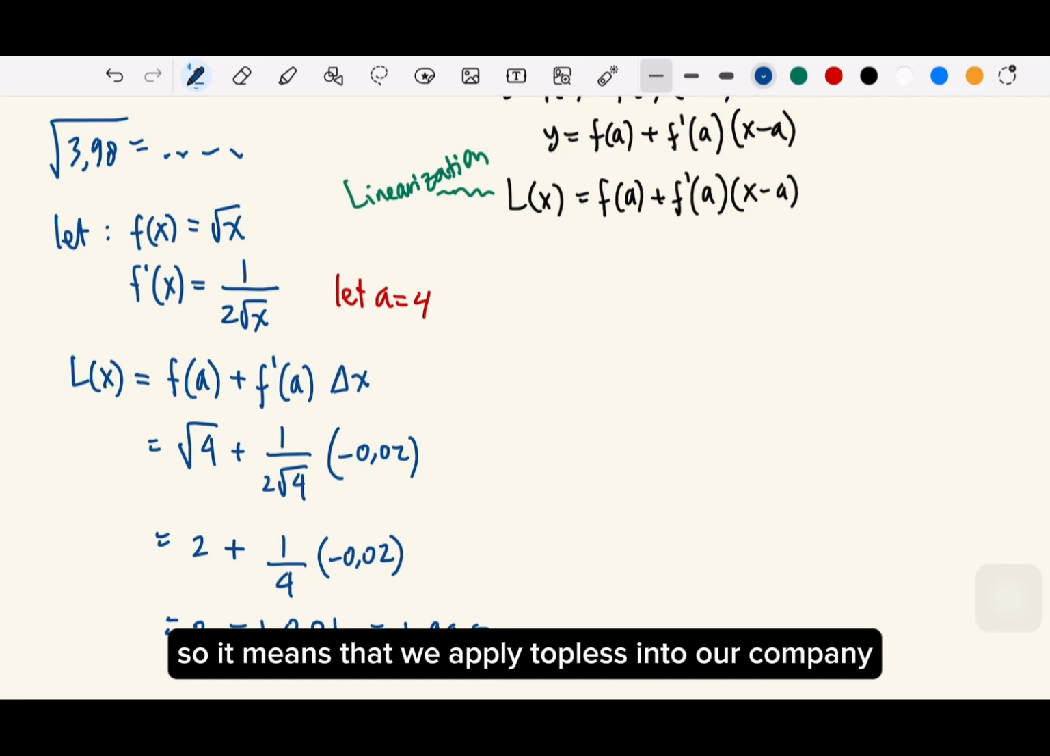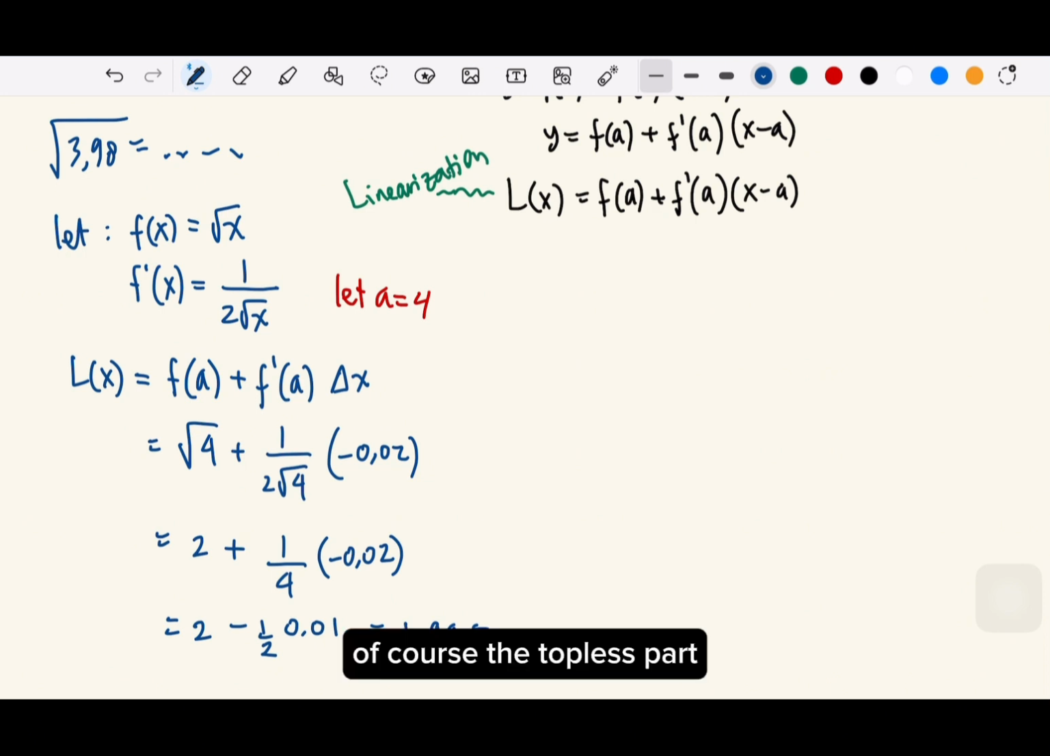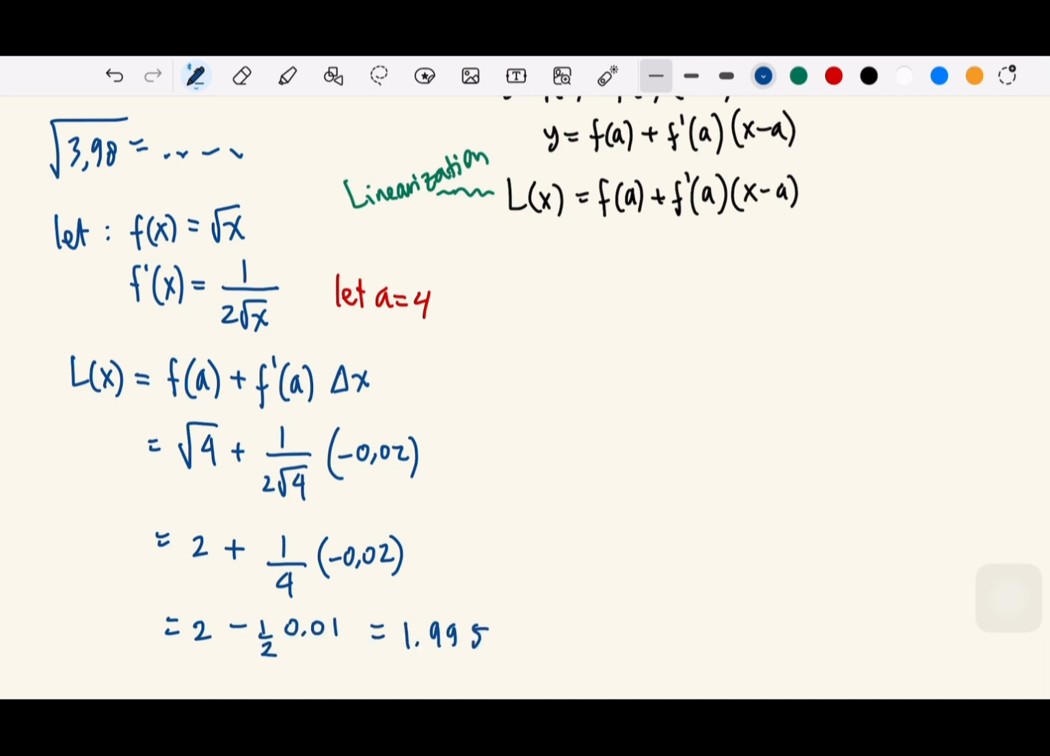So it means that we applied calculus in our calculation. Of course, the calculus part can also be implemented for some more advanced simulations, like finding the error.